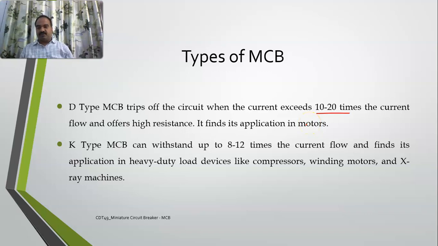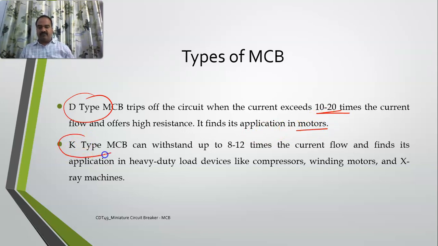Normally in motors, you will have a starting current which generally varies from 4 to 5 times the normal current. During that time, as I told you, the MCB should not operate. It should operate only when there is a very high amount of current. 4 to 5 times is also normal, so it should act only when it is more than that. In that case, D-type MCB comes into the picture. It will operate when your current is 10 to 20 times the normal rated current. So that's why it is used in motors.